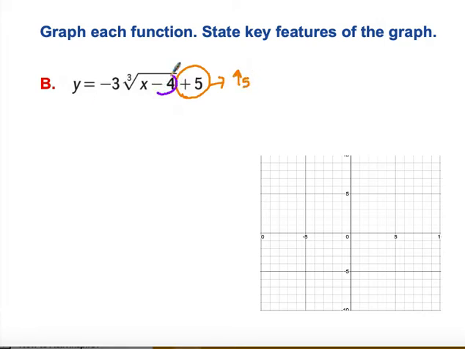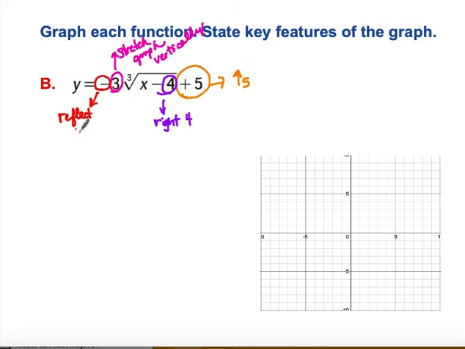This being my h, and since that's positive, it's actually going to move my graph right 4 units. With this being a 3, that's going to stretch my graph vertically. And with this negative value in front, that negative value in front is going to reflect the x-axis. Okay, so we analyze all the features. I know that it has to move right first.